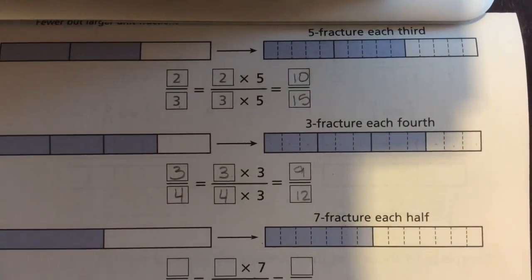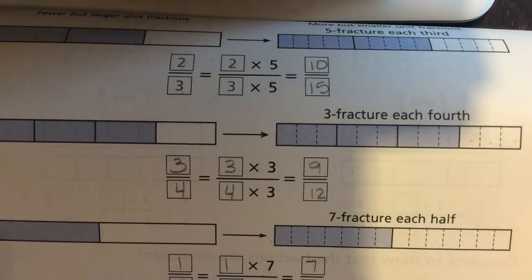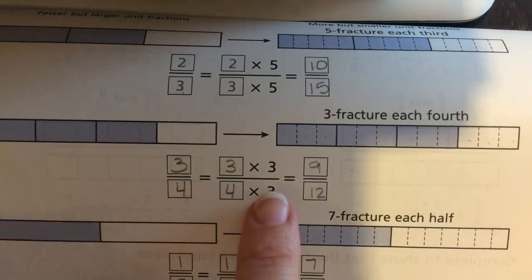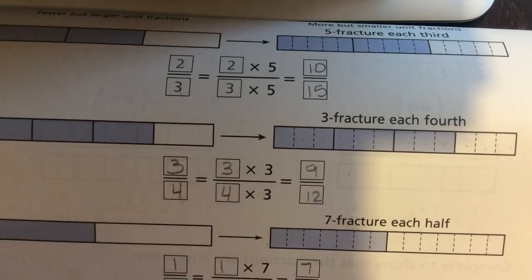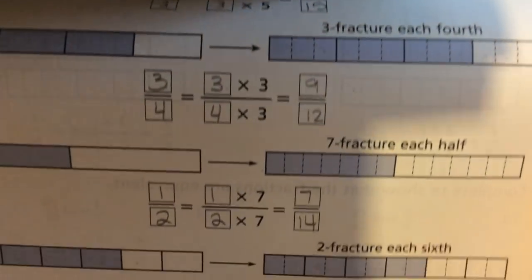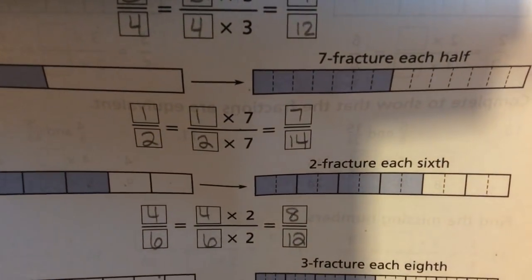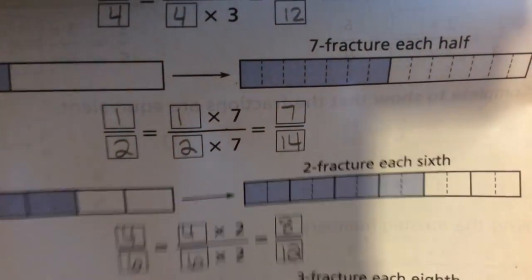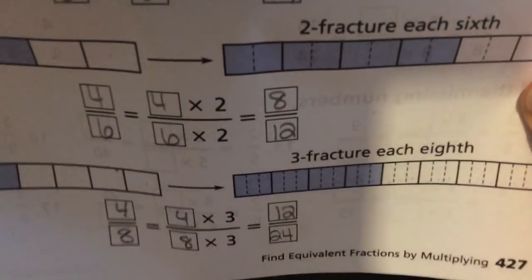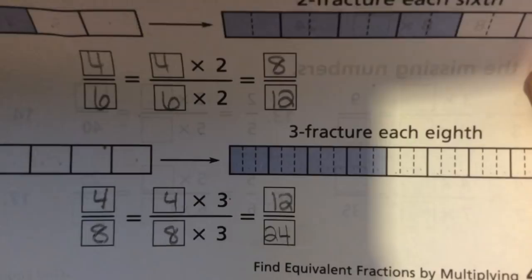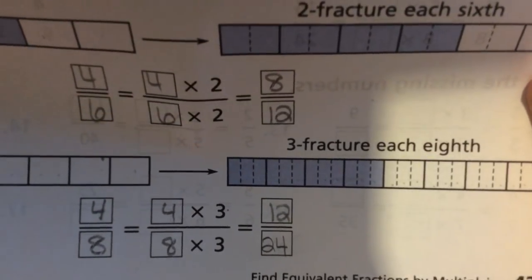Go ahead and do the rest of the page. See if you can do it without looking ahead in the video. All right, here are my answers. I have 3/4 times 3, numerator and denominator, gives me 9/12. Then I got 1/2 times 7s, gives me 7/14. 4/6 times 2 is 8/12. And 4/8 times 3 is 12/24. Check your answer and then move on.